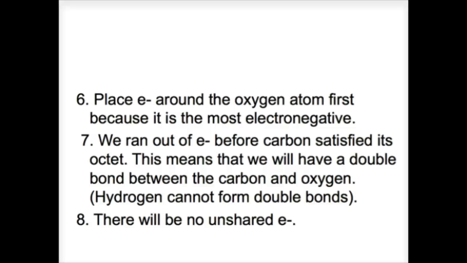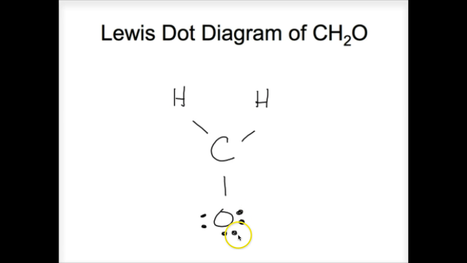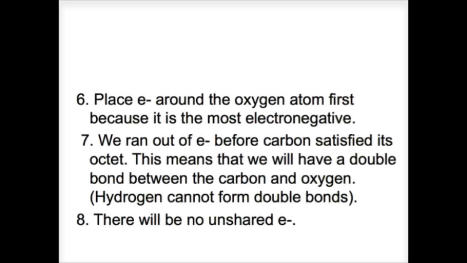You should notice we run out of electrons before carbon has satisfied its octet. Now if I run out, that means I have to have a double or a triple bond. So because I ran out, what I'm literally going to do is steal 2 electrons right here, and create a bond right here. Now I have 1, 2, 3, 4 around my carbon. Oxygen has 2, 4, 5, 6, 7, 8. Hydrogen's good because they only needed 2. So there's no unshared electrons. Hydrogen can't form double bonds. That's why it has to be between carbon and oxygen.